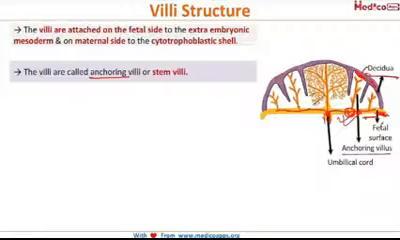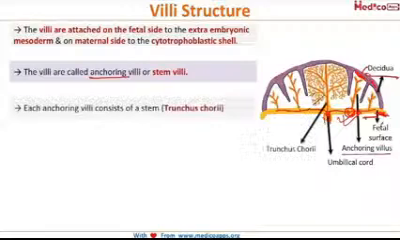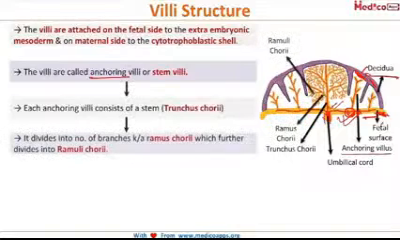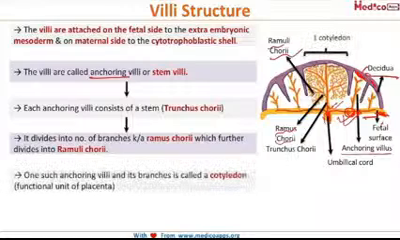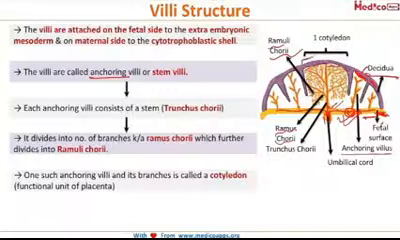Now each anchoring villus consists of a stem which is called truncus chorii, and these divide into a number of branches called ramus chorii, which further divide into the ramuli chorii. And one such anchoring villus along with its branches, this complete thing, is called one cotyledon, which is the functional unit of the placenta. And apart from the anchoring villi, most villi are free within the intervillous space and they are called nutritive villi.